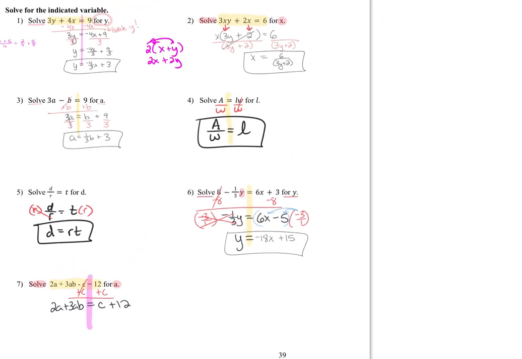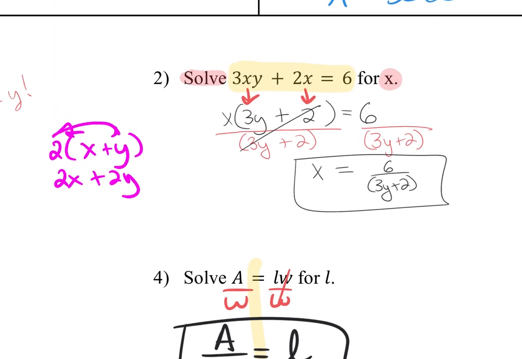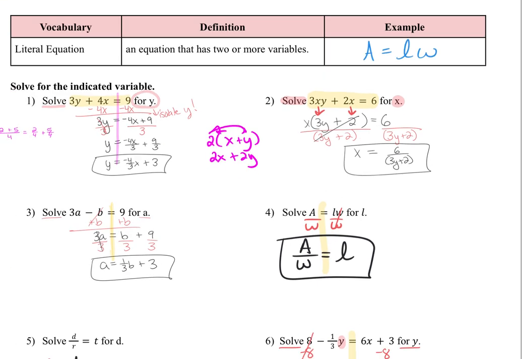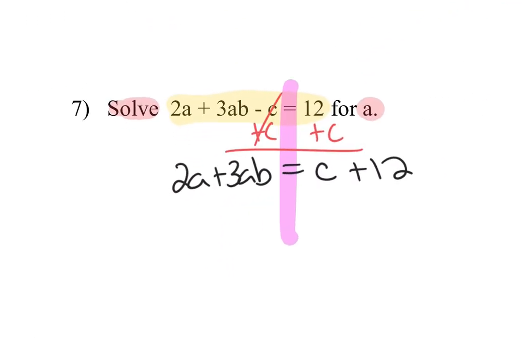I'm going to zoom out for a second and back up to number 2. Remember how we took the x out of 3xy and 2x? It was all multiplication, so I pulled out that x, and then what was left over went in my parentheses. I'm going to do that same thing with my a, all right? Because I want my a to be isolated.